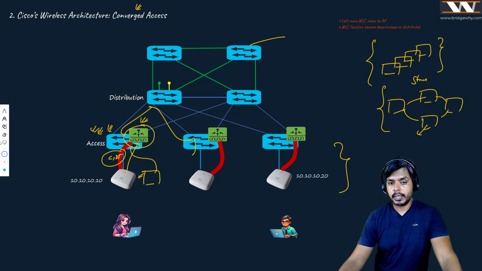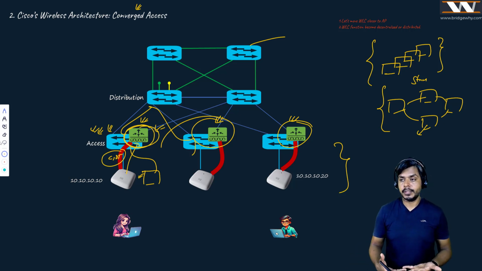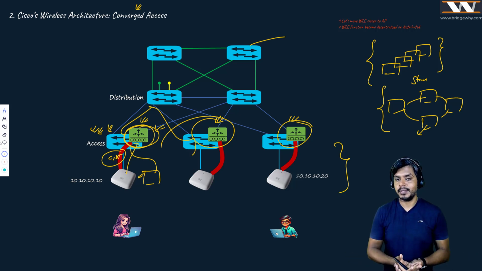But the problem with this model is, again, you are having a distributed architecture. Now you are distributing the WLC's responsibilities, right? Here we have a WLC which you need to configure. Here we have a WLC, and here also we have a WLC, right? You need to wait. See, Cisco offers you this solution also if you want to do converged access. We have switches which are WLCs also, right?